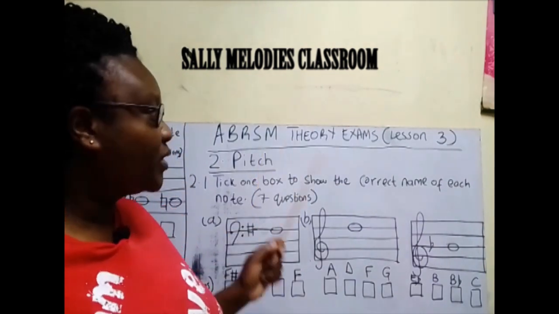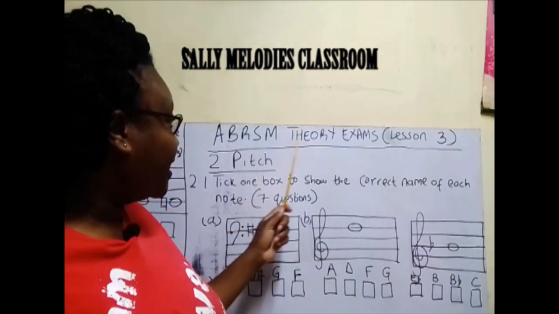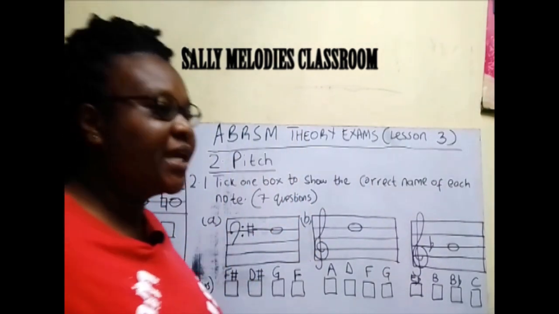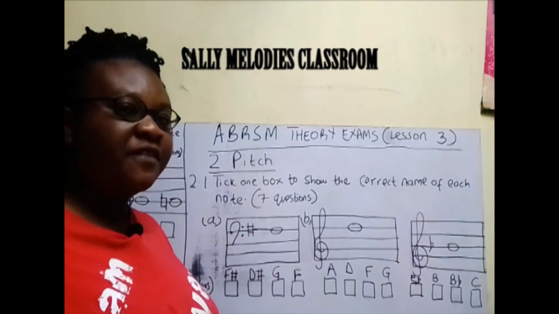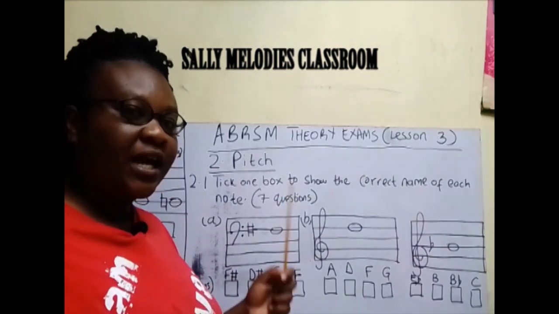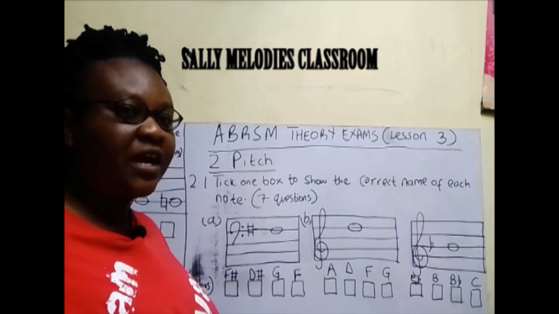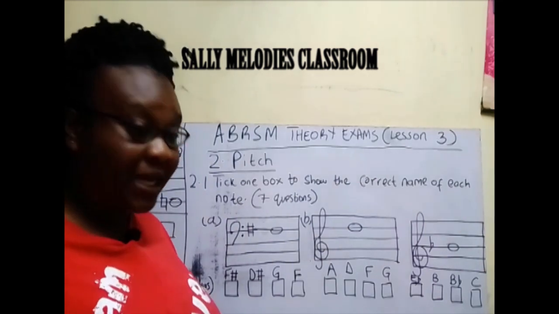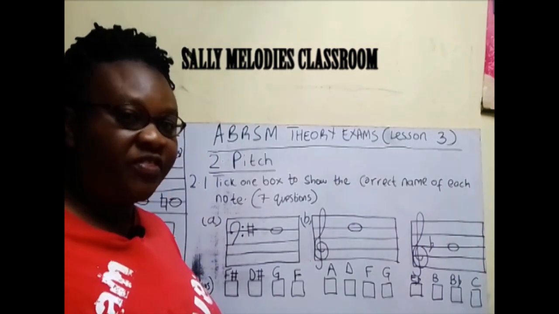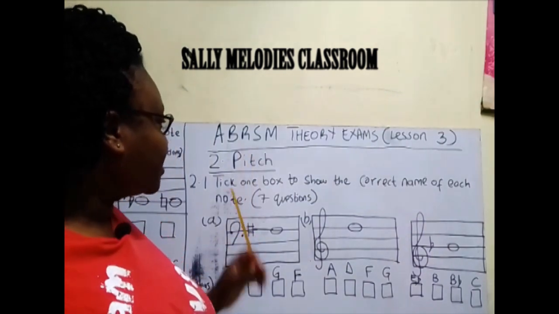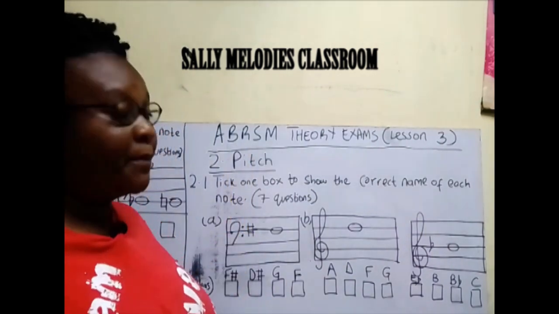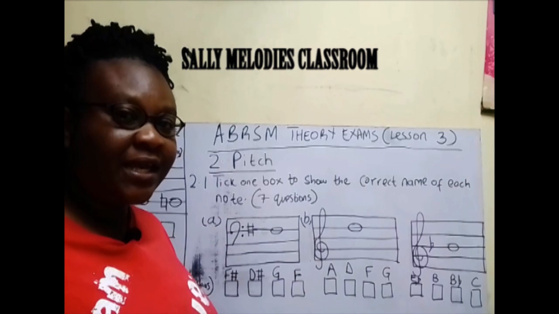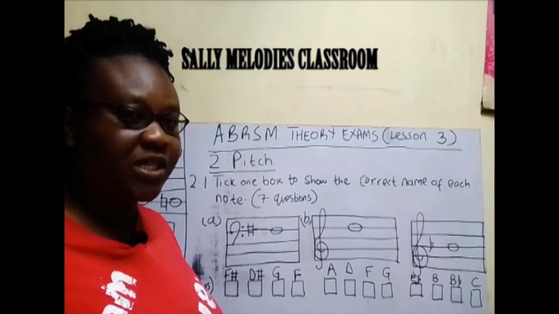We are still looking at the questions in the ABRSM theory exams, and as we said, these exams have 7 questions, and those 7 questions cover every area of music. In the first question, which had 15 marks, we looked at rhythm. Now we have this other question, question number 2. It talks about pitch. Remember we said pitch is the highness or lowness of a sound or a note.